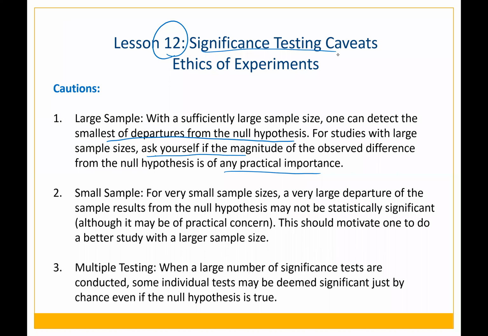And then the last rule is the multiple testing rule. When you have a large number of significance tests that are conducted, some of the individual tests may be deemed significant just by chance, even if the null hypothesis is true. Which means that the more tests you conduct, since in every test there's always a certain chance that you'll conclude your test result is significant, the more likely some test results will be significant just because of that probability and not because of the actual nature of the test.